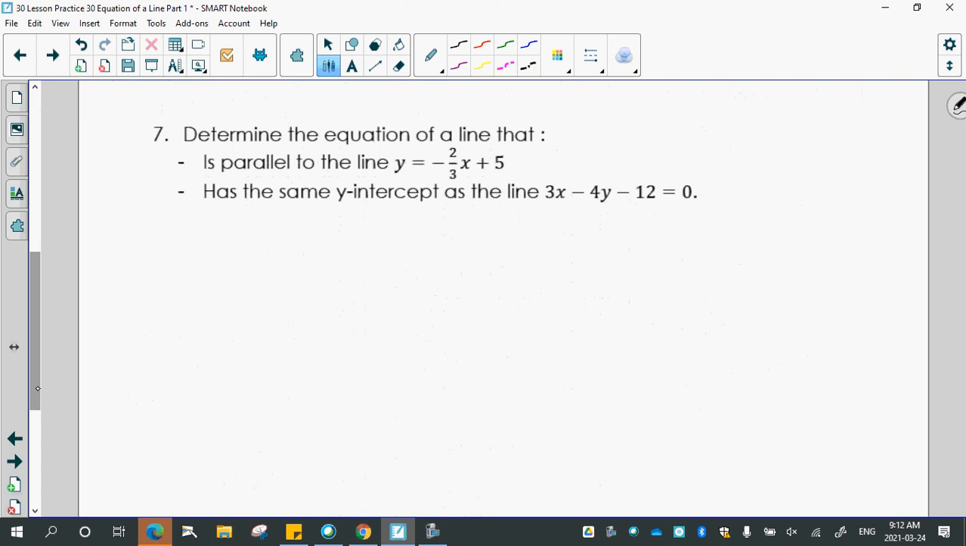Okay, number 7, determine the equation of a line that is parallel to this line, y equals -2/3 x plus 5, and has the same y-intercept as the line 3x minus 4y minus 12 equals 0. So we want to get our m, our b, and our equation. And our clues are getting a bit more cryptic here.